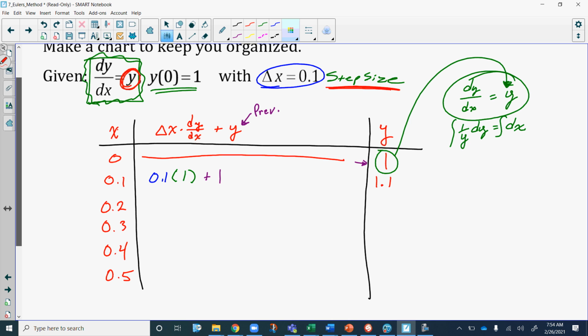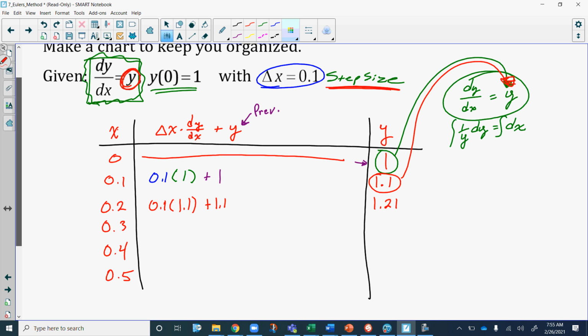So moving on to the next step, here it says 0.2, we want to know what the y value is going to be on this second step. Delta x is still the same, it's just 0.1. Now in this case, dy/dx changes, because I'm going to take whatever the previous y value was and plug it into the differential equation, which in this case is just going to be 1.1, because that's all the differential equation is. It's just the y value. And then we add the previous y value, which is again 1.1. If I do that on my calculator, we're going to wind up with 1.21.